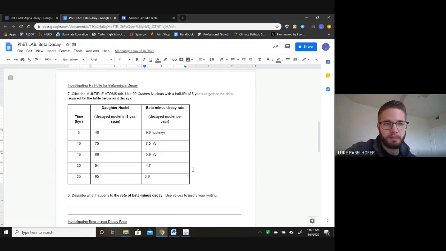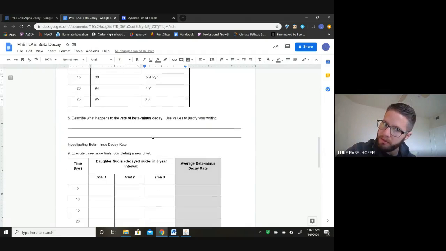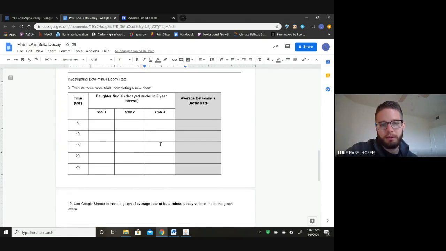It's a very similar experiment as we did in the alpha decay part. So describe what happens here. Use the values to justify your writing. So it's like a CER. Claim is what's happening. Evidence would be your numbers. Now, why that is, maybe you can kind of figure it out. That would be your reasoning. But now let's go to the next part here.